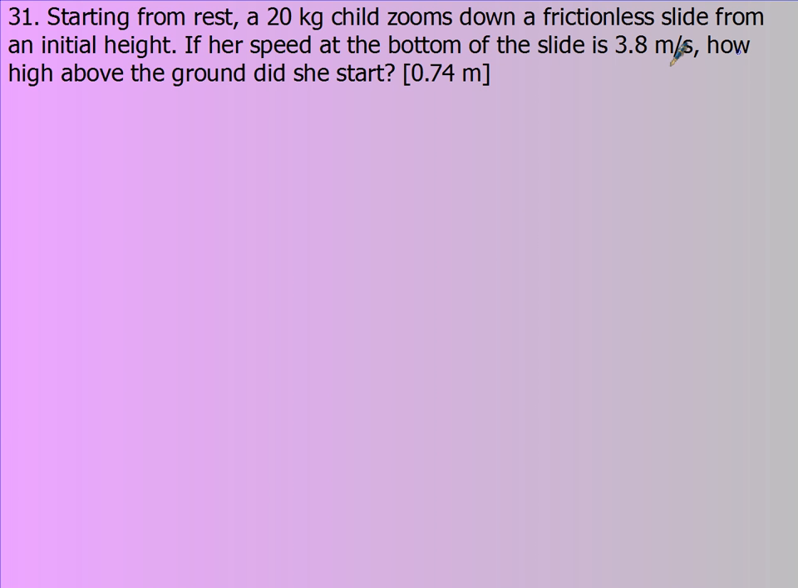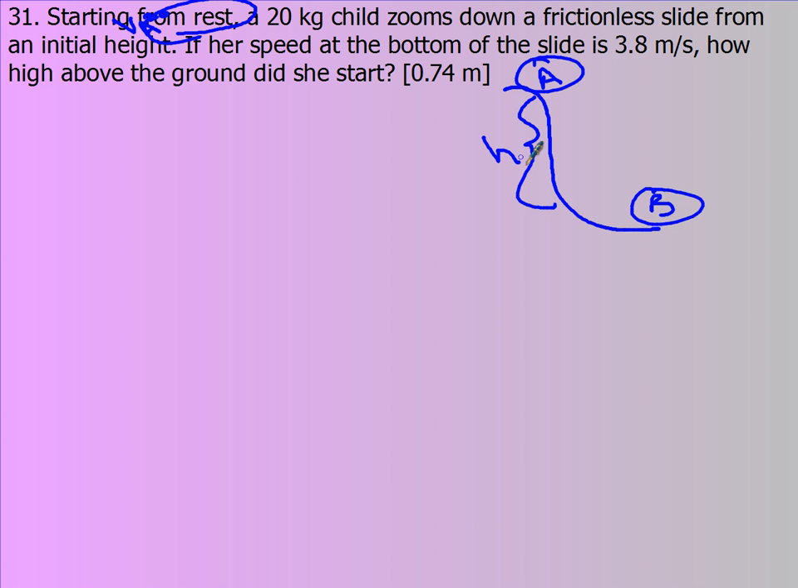All right, starting from rest, I just told you the velocity to start with is 0. A 20 kilogram child zooms down a frictionless slide at an initial height. If the speed at the bottom is 3.8 meters per second, how high above the ground did she start? Now look at this, folks. This is basically the same problem we just did. This is point A, this is point B. Here's the height at A. And you're going to be smart and put your 0 here. So, 2 points, A and B.